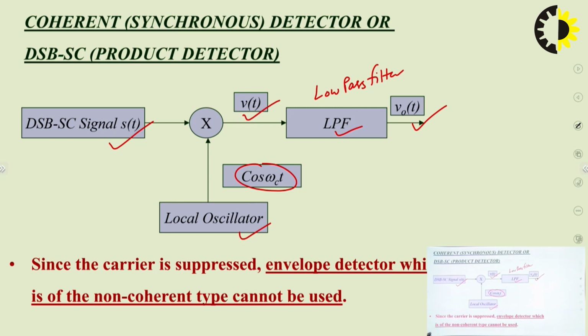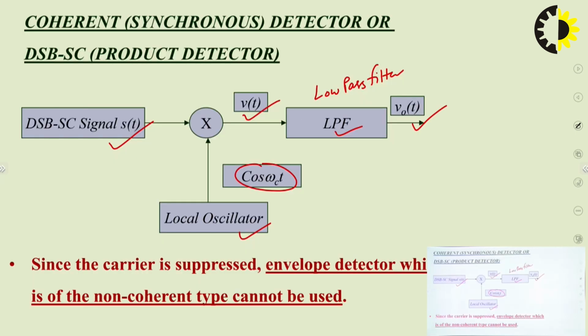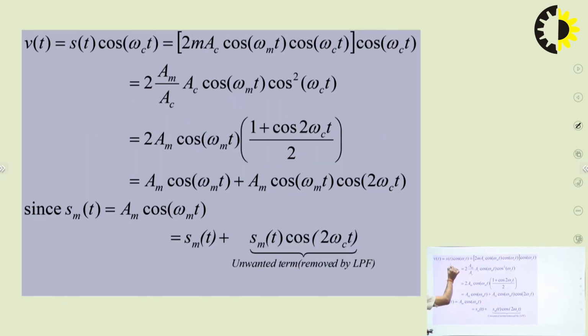Now let us see how the absence of synchronization between the local oscillator at the receiver end leads to distorted output. Let us see this mathematically. This is the v(t) signal. This is our DSBSC signal, and this is our local carrier signal.